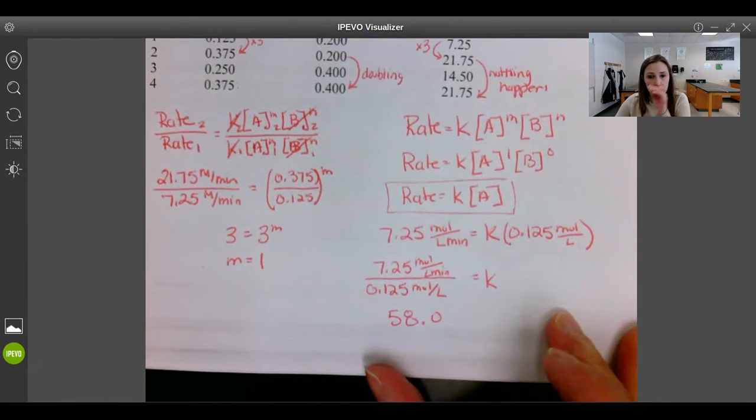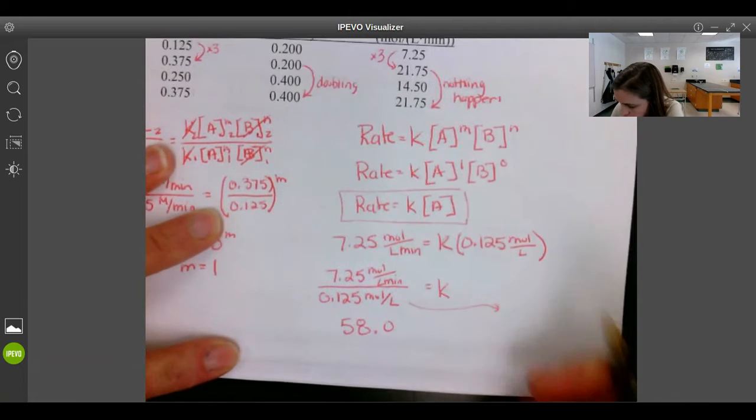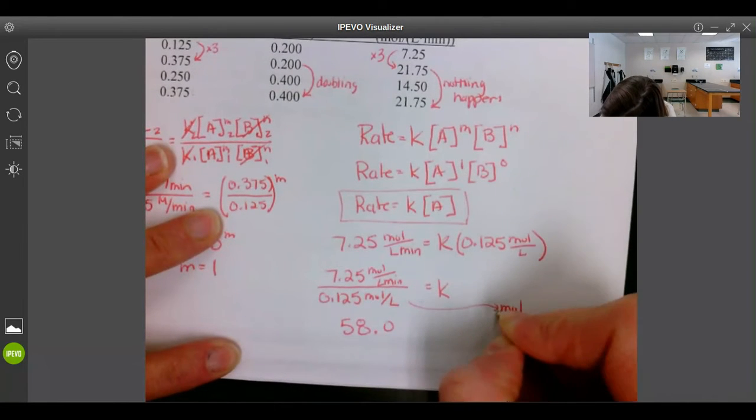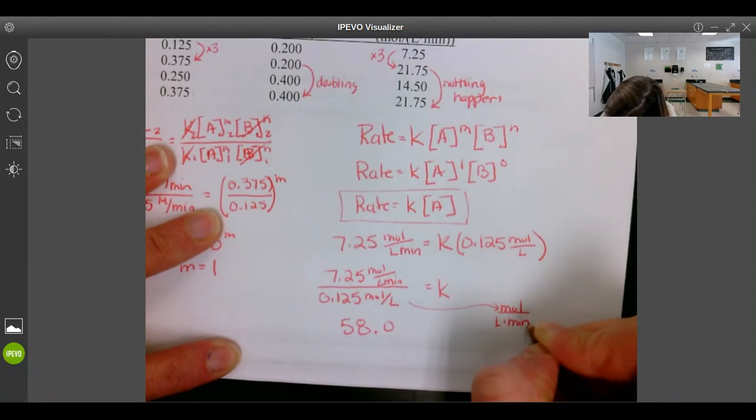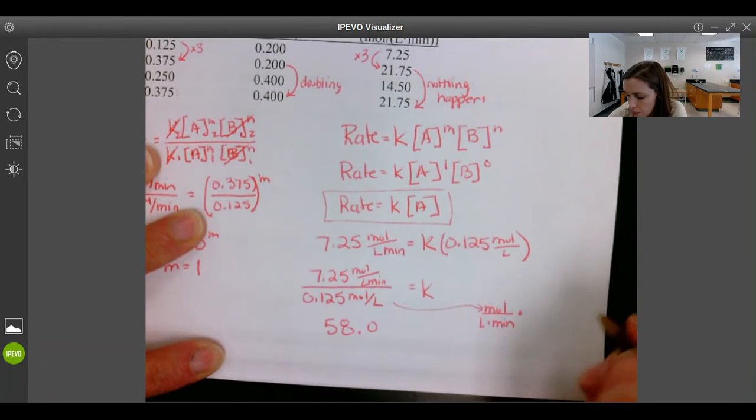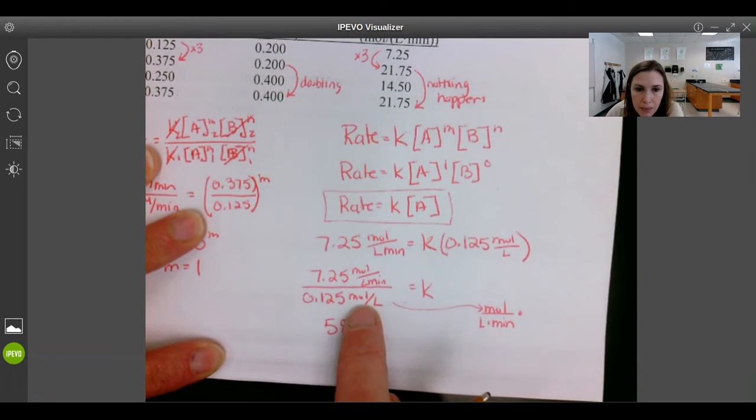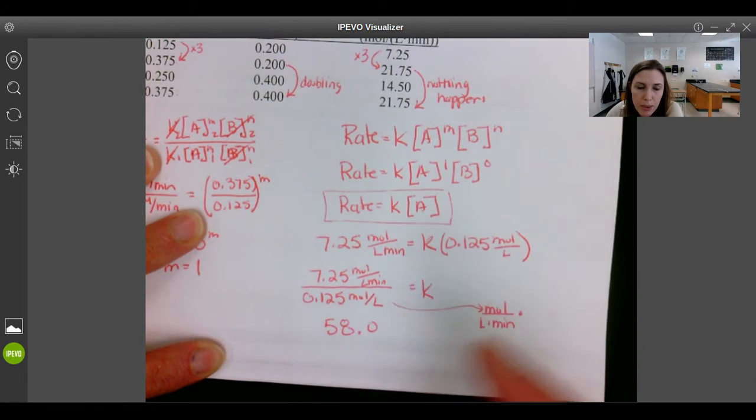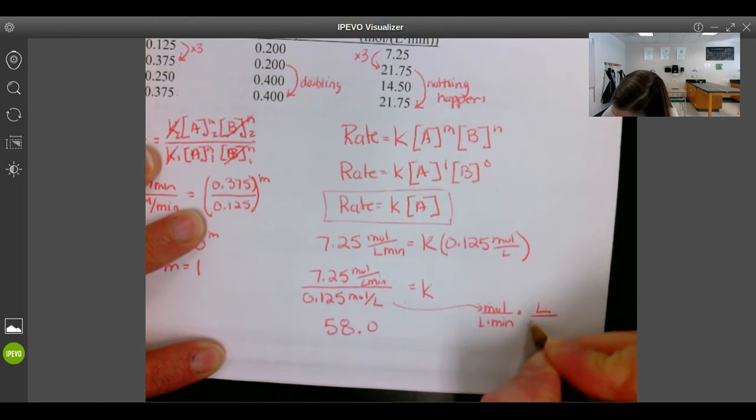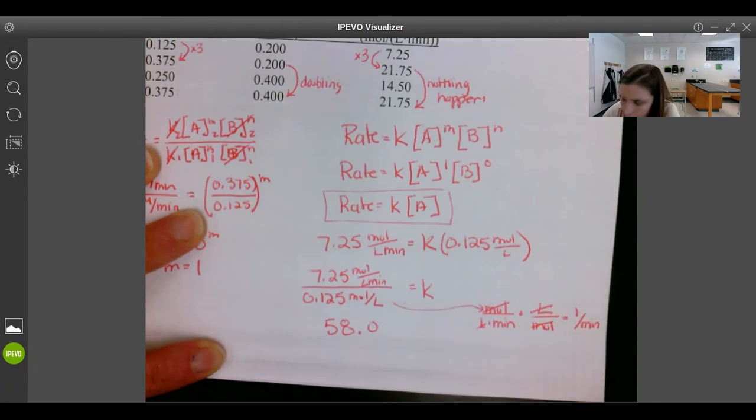And then for my units, you could do this 2 ways. You could just take the units that are shown, and if we rearrange this, it'd be mole per liter divided by mole per liter times minute. And then if I flip the units here, so that instead of dividing by moles per liter, I'm going to multiply by liters per mole, that would allow me to see that I'm just going to have 1 over minute.